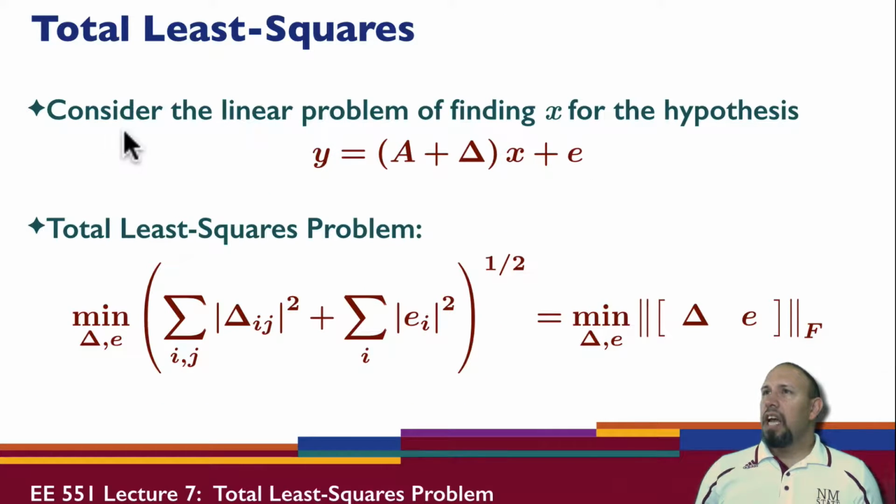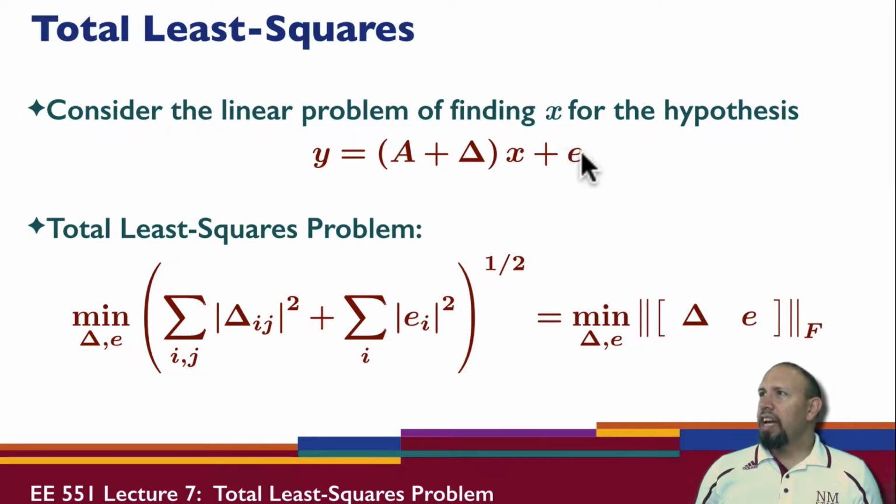Okay, so basically, if we think of the linear problem of finding x for this hypothesis, so y is equal to Ax, the total least squares problem can be written this way. It can be written as the minimum over delta and e, such that we're looking at the sum of the squares of the elements of delta, and the sum of the squares of the elements of e. And so we can think of it this way, as the minimum over delta and e of the Frobenius norm of delta and e.